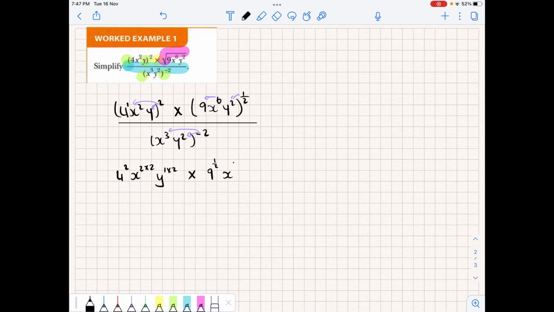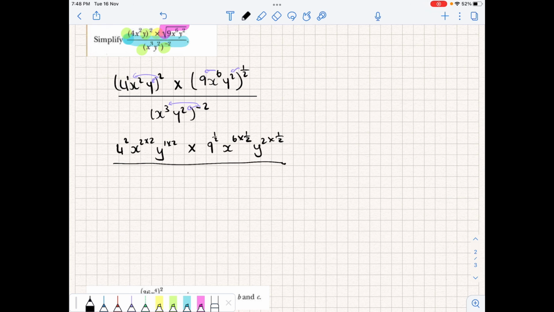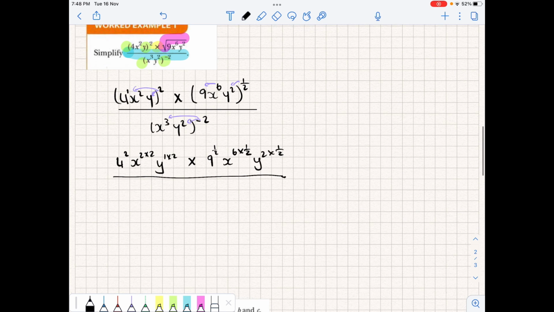We have x to the power of 6 times a half, and we have y to the power of 2 times a half. We're distributing that half to all the terms, and because we're raising it to another power, we are multiplying the exponents. And this all gets divided by, then we'll do the same thing on the bottom here. So we're going to distribute that negative 2, so we'll have x to the power of 3 times negative 2. We'll put it in brackets so we don't forget the minus sign. Y to the power of 2 times minus 2.